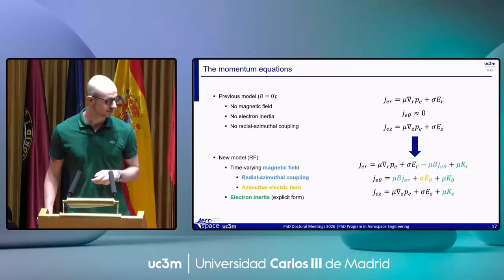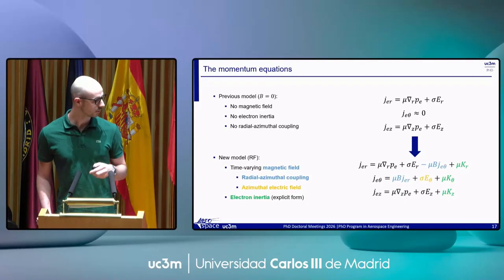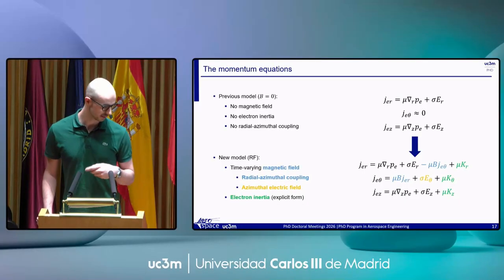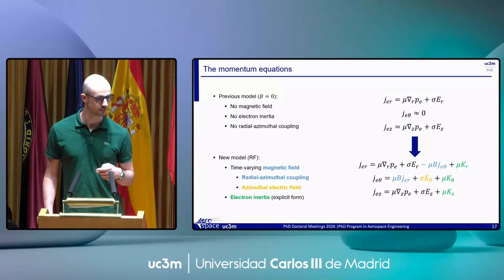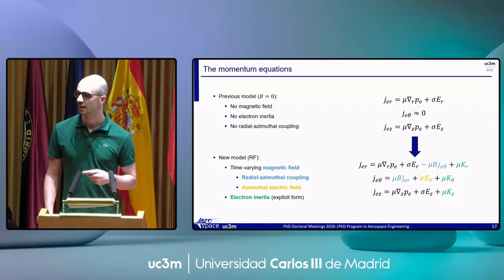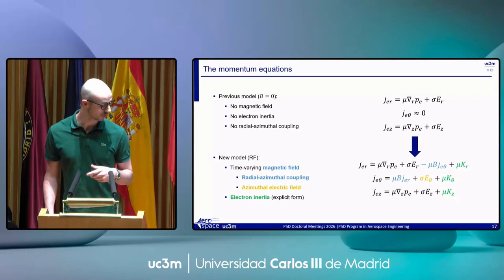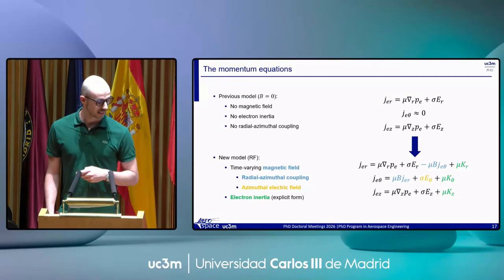So just a comparison in terms of equations between the previous model and the new one. We have added the magnetic field and the azimuthal electric field, which in the axisymmetric code was not included before. And we also have to add the electron inertia.